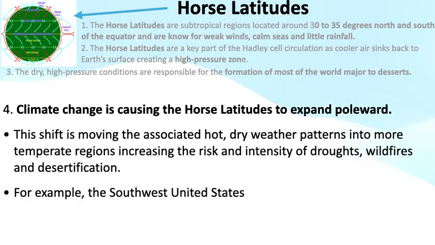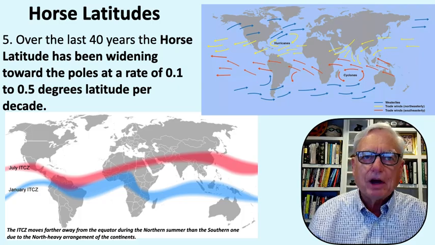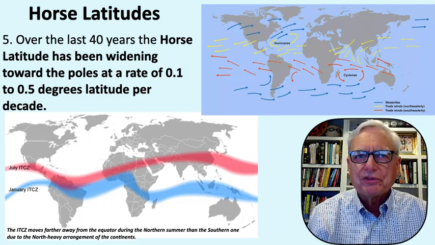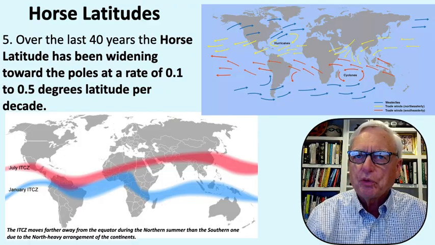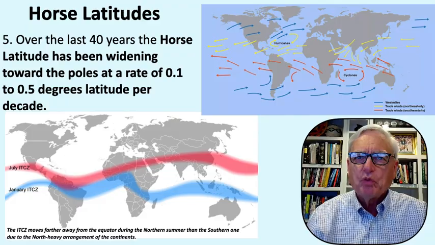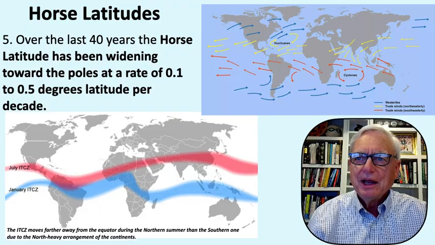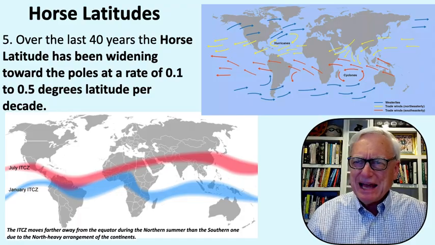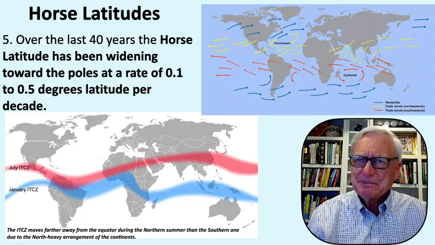And remember, these areas like the Horse Latitudes and the ITCZ are not just straight lines, and they also have a significant amount of width to them too. So one other characteristic is that over the last 40 years, the Horse Latitudes have been widening towards the pole at a rate of 1/10 of 1 degree to 5/10 of 1 degree latitude per decade. That may not sound like much, but that's a lot of miles.